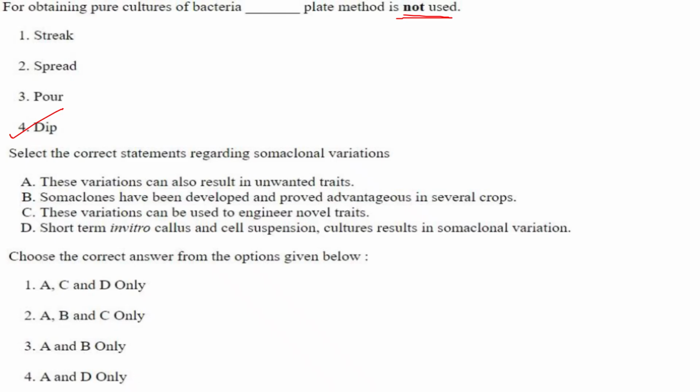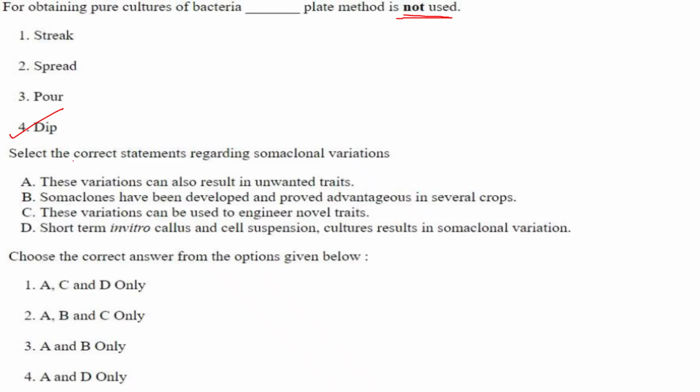Then select the correct statement regarding somaclonal variation. Somaclonal variations are variations found in tissue cultured plants. Some somaclonal variations are beneficial for the plant, like providing disease resistance or improved yield, whereas some provide unwanted or deleterious traits for the plant.